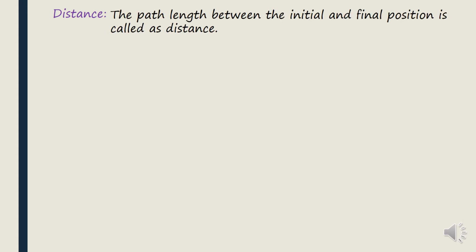First is distance. What is distance? The path length between the initial and the final position is called the distance.